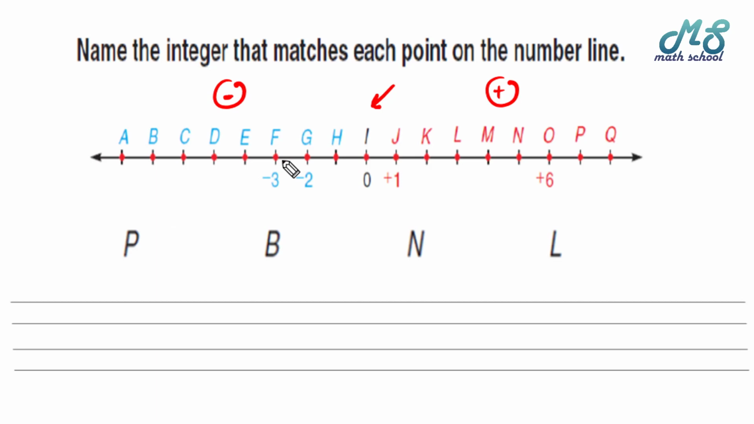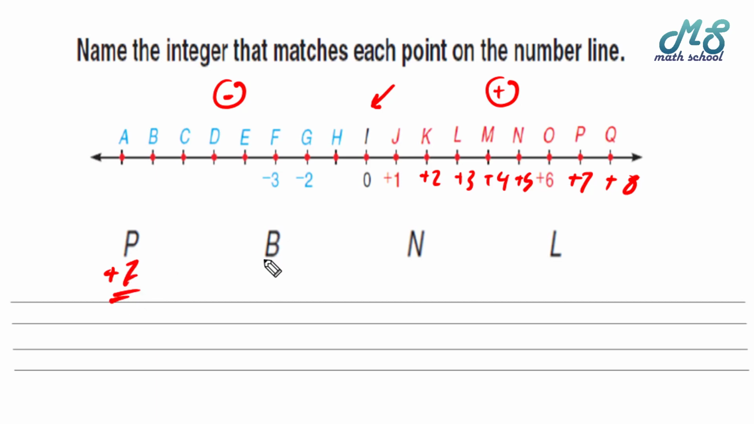B is what? Look at the number line and find B. Yes, you can complete: 0, positive 1, positive 2, positive 3, positive 4, positive 5, positive 6, positive 7, positive 8. Now B is equal to positive 7.